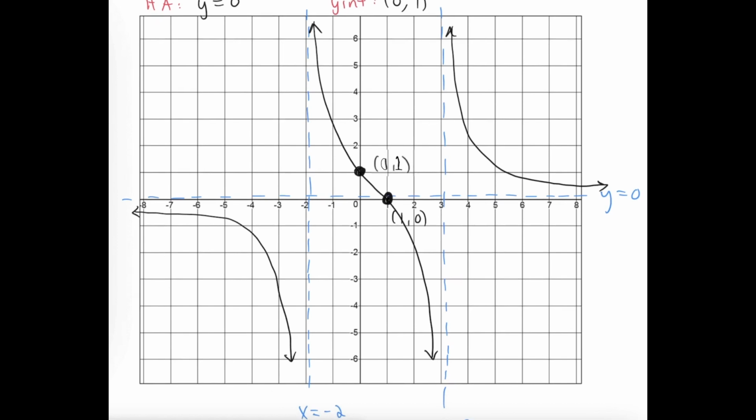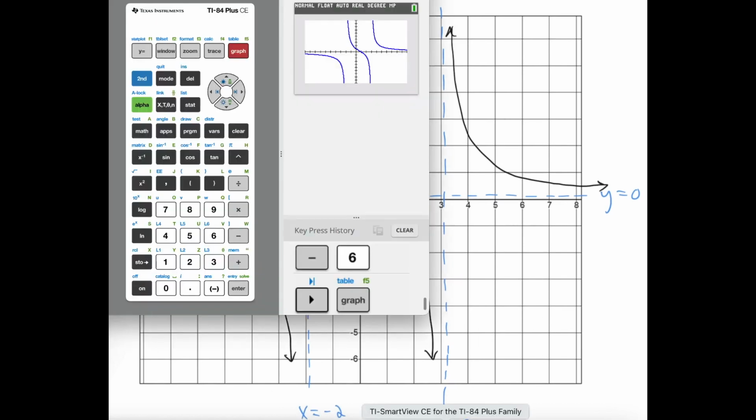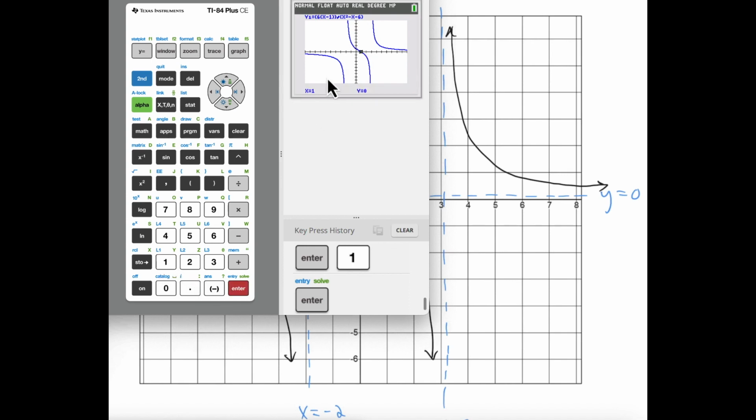So we can also come back to our calculator and verify a couple of ordered pairs by using the second calculate value function to see what our y-intercept would be. We do have the correct y-intercept, and if we plug in x is equal to 1, we see that we also got our x-intercept correct.